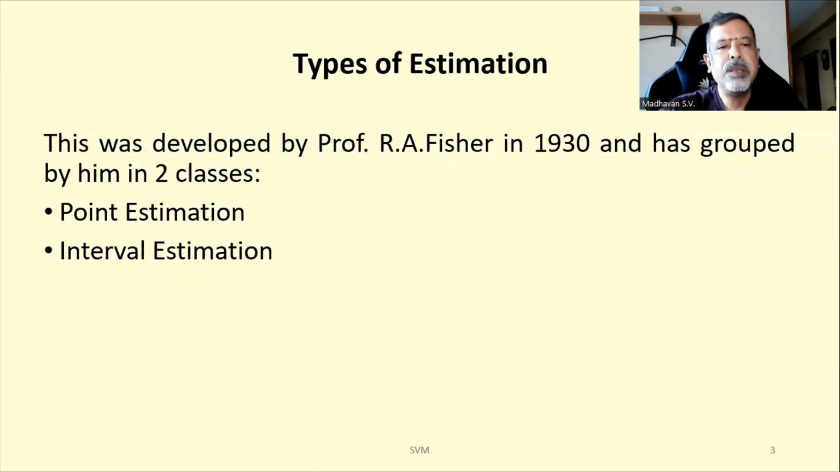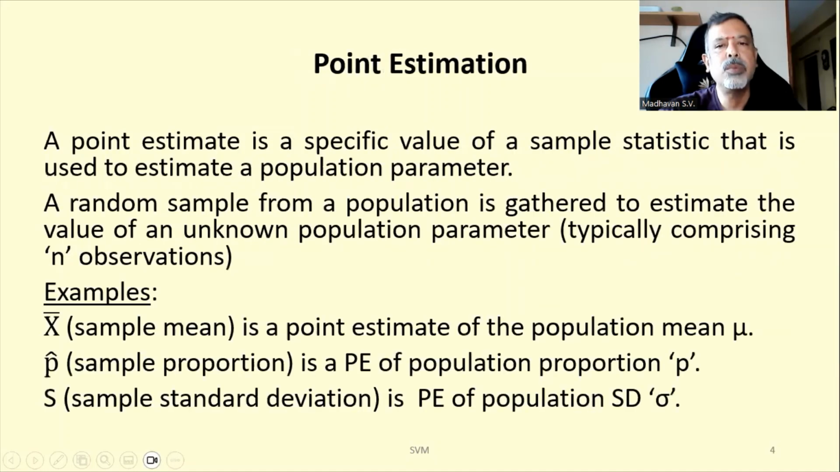Types of estimation. This was developed by Professor R.A. Fisher in 1930 and grouped by him in two classes. One is called point estimation. Another one is interval estimation. Let us see what those two are.